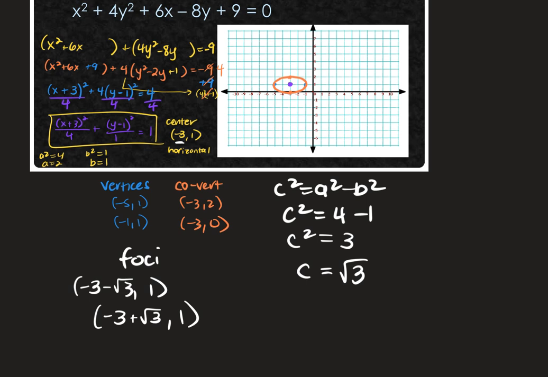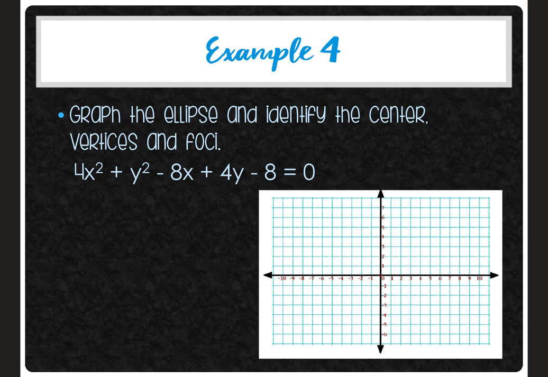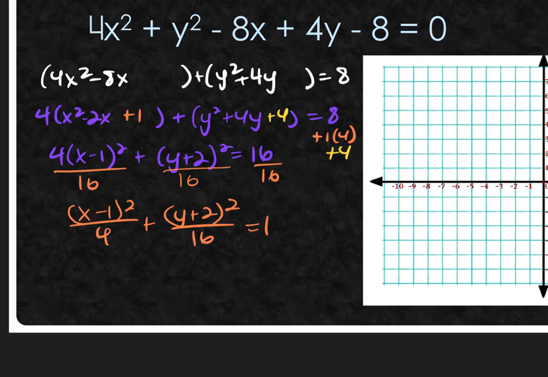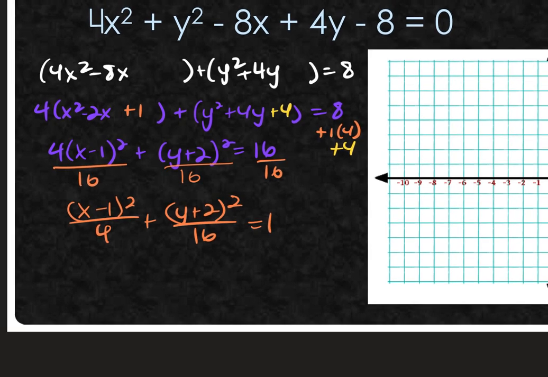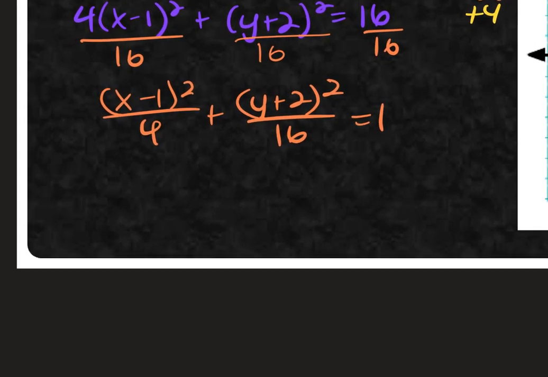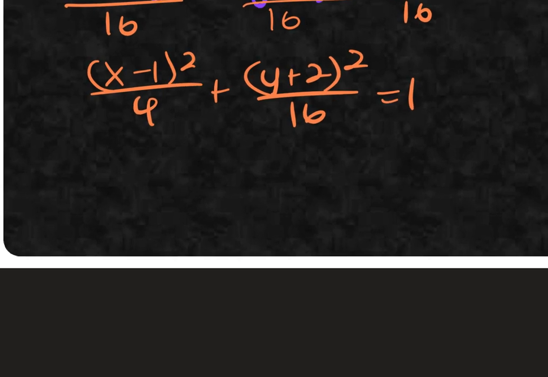We're good? Yes? Okay. You do this one because it's the same process. After you complete the square, you should be here, right? So I grouped together the x's, grouped together the y's. You had to take out the 4. And you should get (x minus 1) squared over 4 plus (y plus 2) squared over 16 equals 1. Raise your hand if you're good to there. Okay, good. All right, so now tell me what you know about this ellipse.